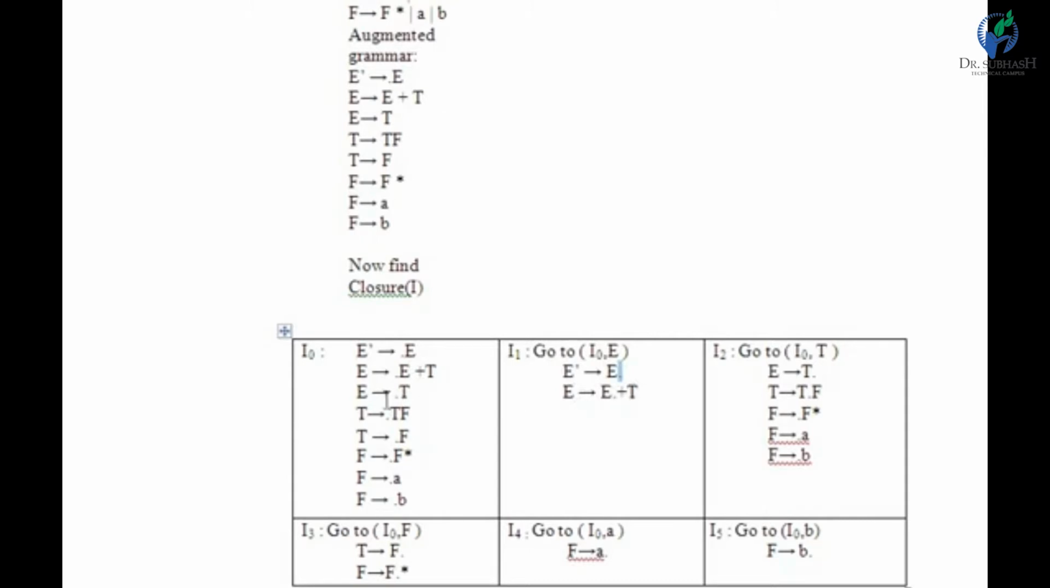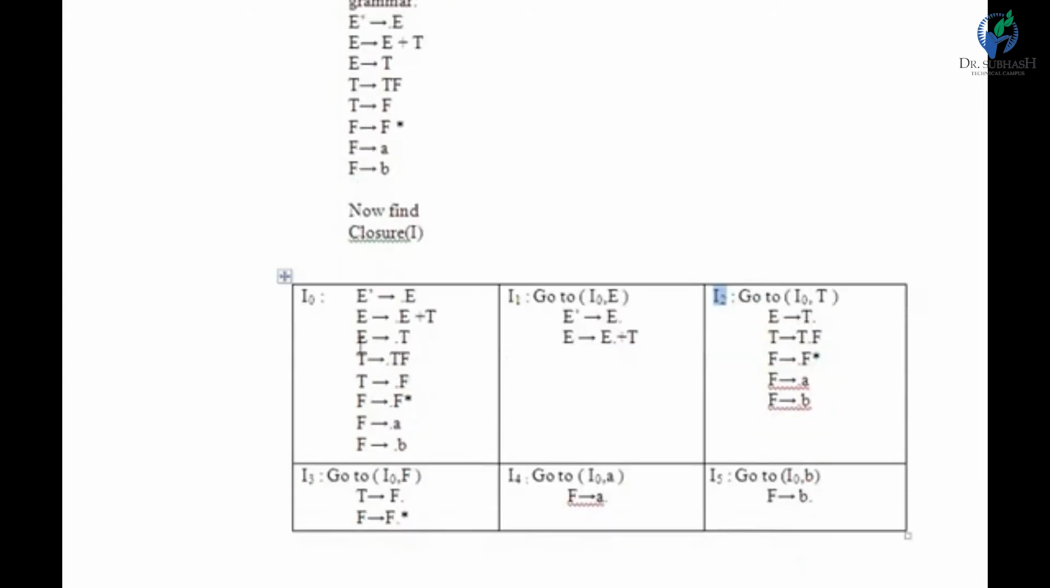Next, these two productions are already considered, in which we moved from I0 on E. Then the next state number is I2. So move from I0 on T.